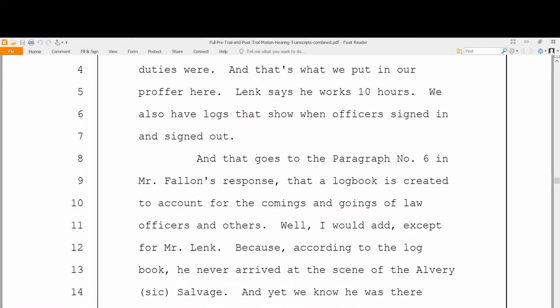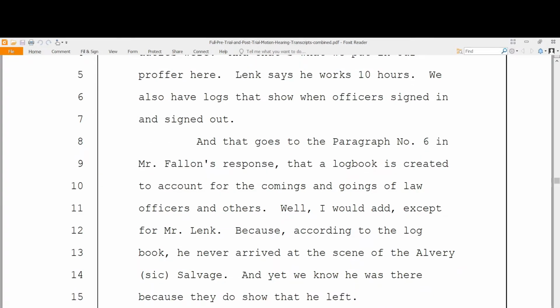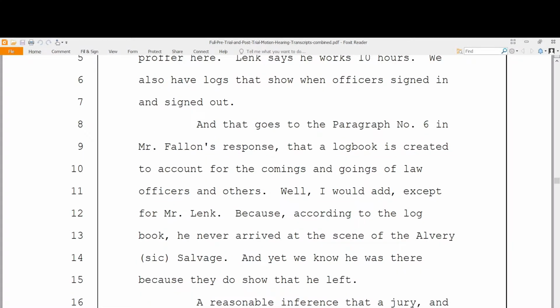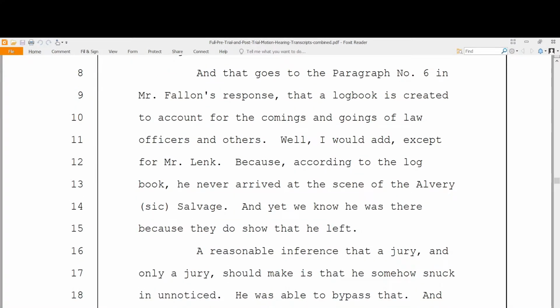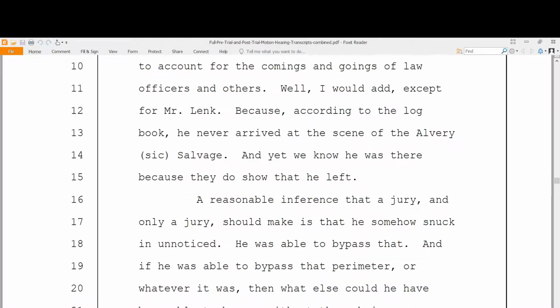And that goes to paragraph number 6 in Mr. Fallon's response, that a logbook is created to account for the comings and goings of law officers and others. Well, I would add, except for Mr. Lenk, because according to the logbook, he never arrived at the scene of the Avery salvage, and yet he was there because they do show that he left.